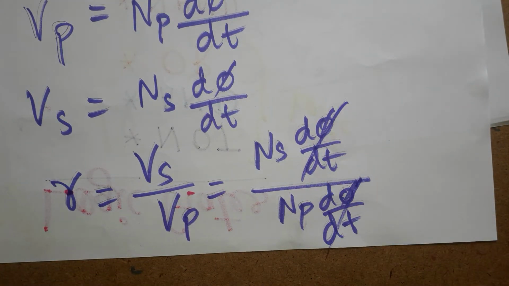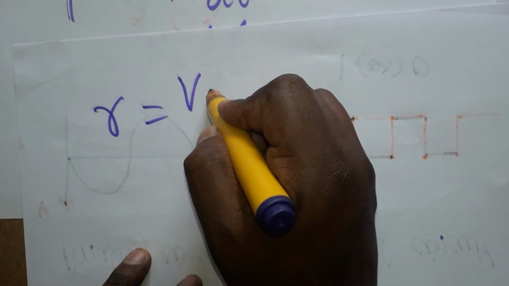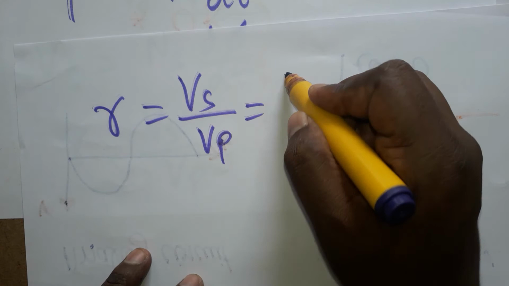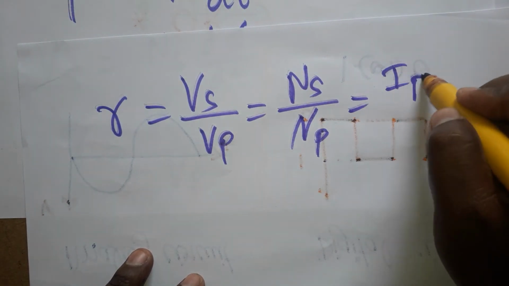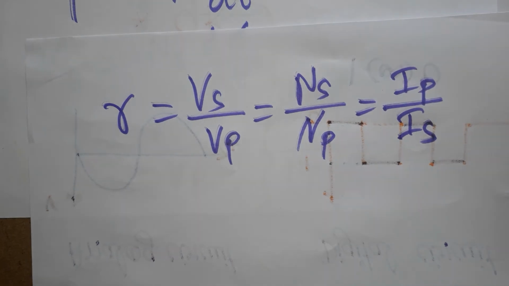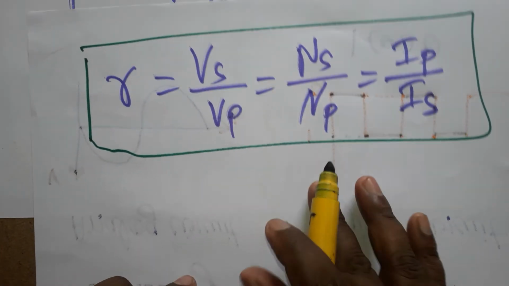So finally we got the ratio formula: R is equal to Vs divided by Vp, equal to Ns divided by Np, equal to Ip divided by Is. Only the current is inversely proportional; the other quantities of the secondary coil are directly proportional. Now we will see what is the difference between step up and step down.